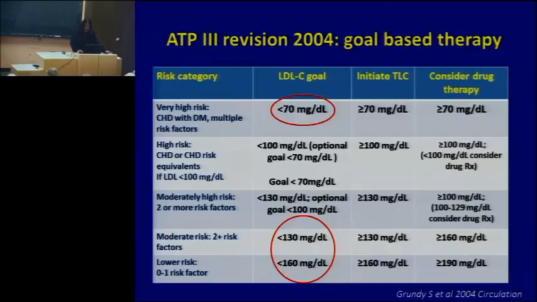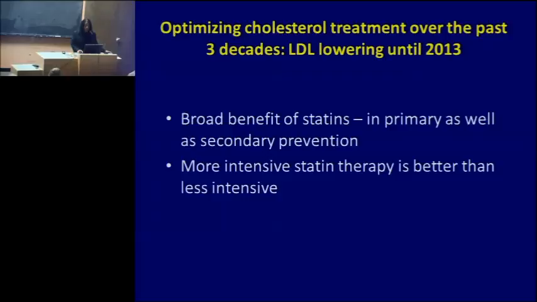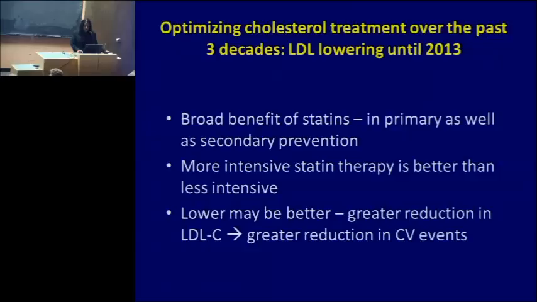So until 2013, we knew that there was a broad beneficial effect of statins in primary as well as secondary prevention of cardiovascular disease. We thought that more intensive statin therapy is better than less intensive statin therapy, and possibly greater LDL reduction, lower LDL cholesterol levels, may be better in reducing cardiovascular events. And then what happened? 2013 happened.